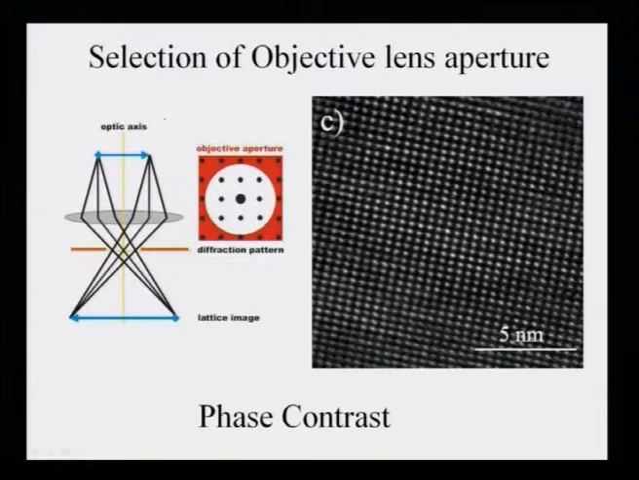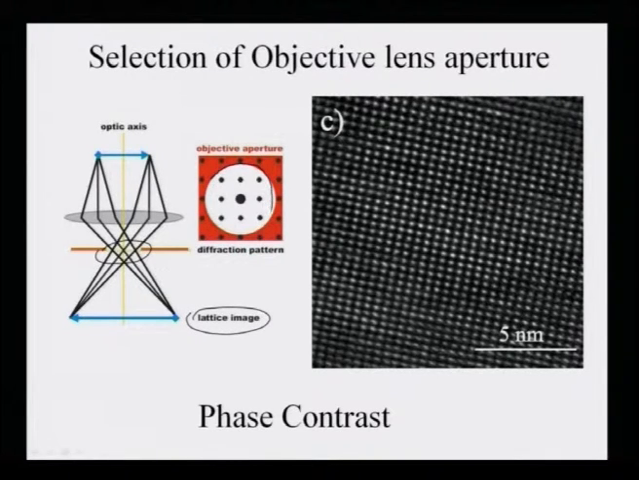Anyone who is doing normal microscopy is very well conversant with this. On the other hand, the second sort of imaging process, which I discussed just a few minutes back, is nothing but using all these diffracted and transmitted beams and allowing them to interfere, and then forming what is known as a lattice fringe or lattice image. This is what is shown here.